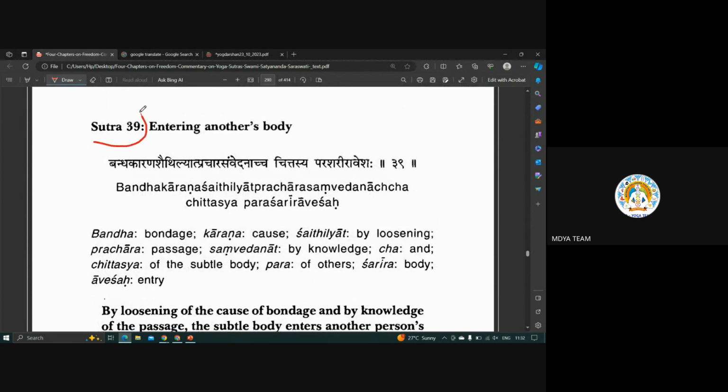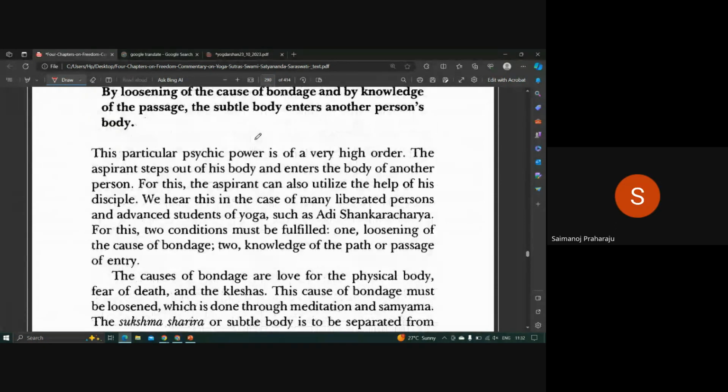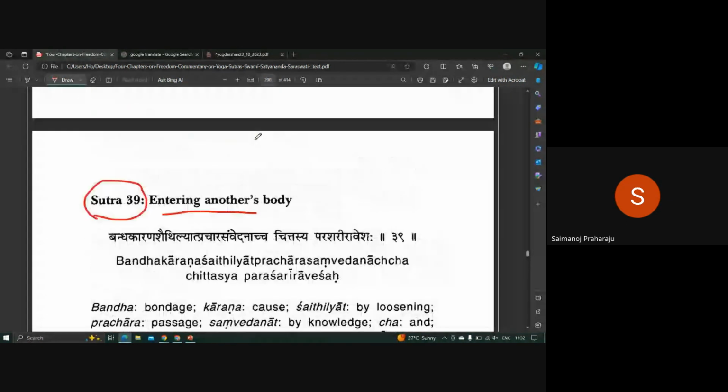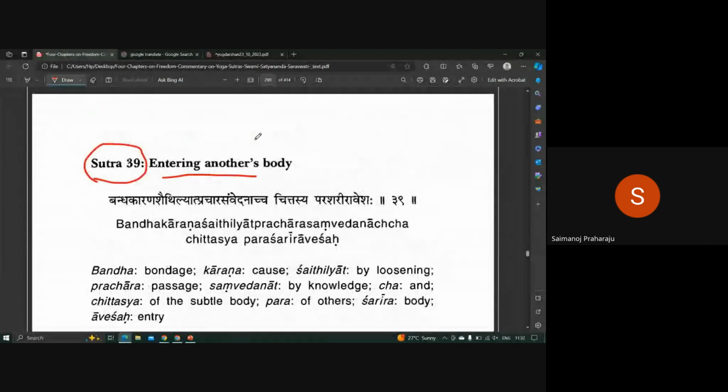Is your mind working, or am I just teaching? Are you getting it or not? Yes, sir, getting. Should we go to the next sutra, or is it enough for you? Sir, I think it is enough. Because we need to read once again by ourselves to understand it with more clarity, sir.